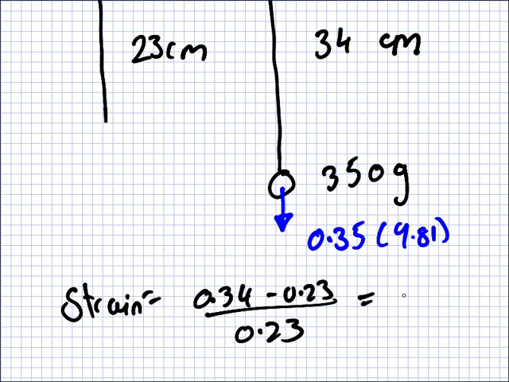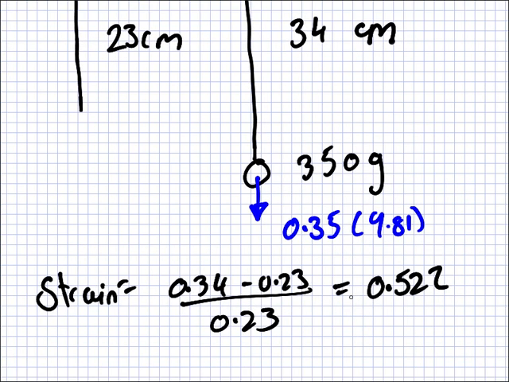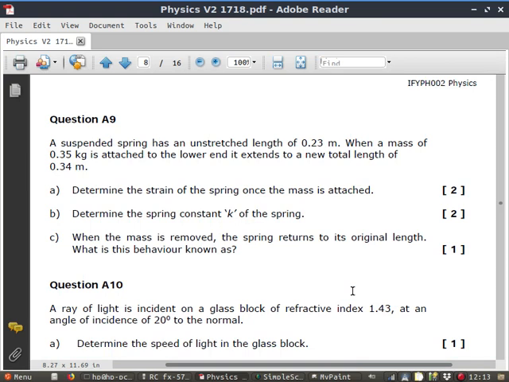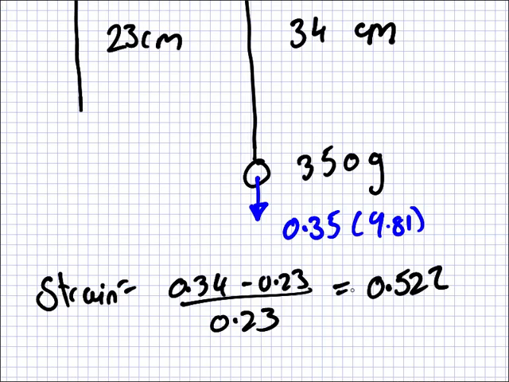Say again? 0.522. And what's the unit? Unit free, no unit, yeah. Okay, what's the K? So what formula do I use to get the K?